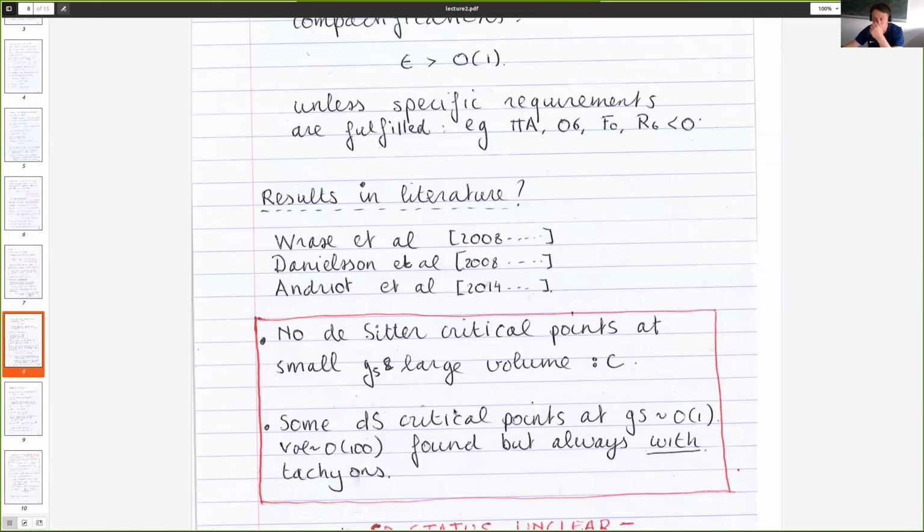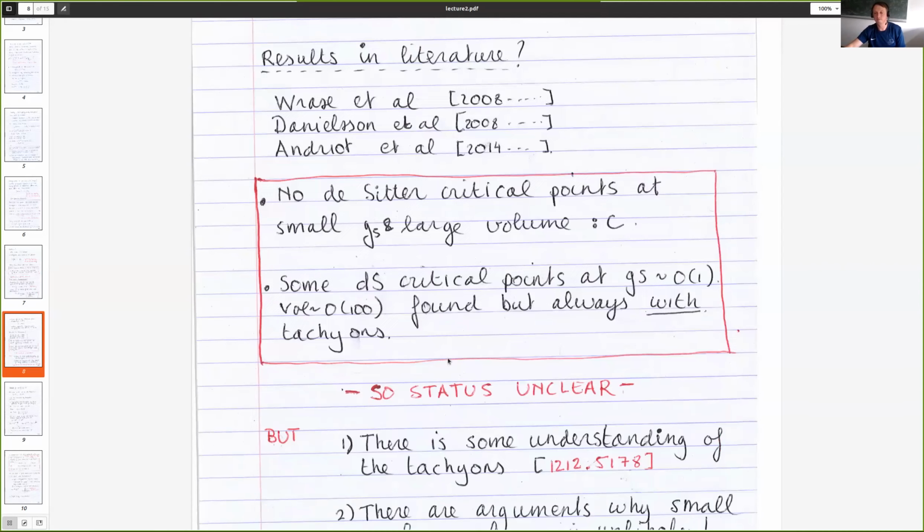And even worse, even if you would close your eyes and say, maybe I'm okay with GS order 1, and maybe the volume order 100, I'm kind of trusting this. Even then, we always found tachyons, always. So the status is unclear on this whole topic of having de Sitter solutions in the classical regime.